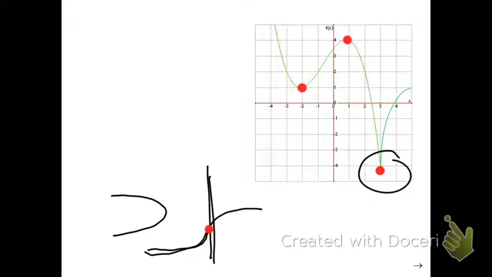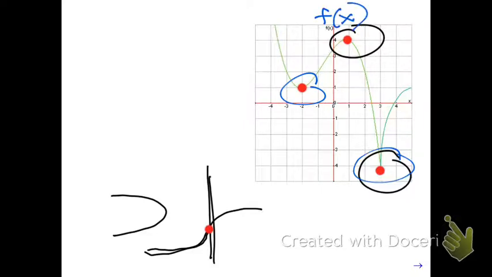Okay? All right, so we have our critical points. All those red dots are critical points. Out of those critical points, which ones are local maximums? You've got one here. Local minimums here and here. Where is f of x increasing, if this is f of x? Here and here. Where is it decreasing? Here and here. Easy.